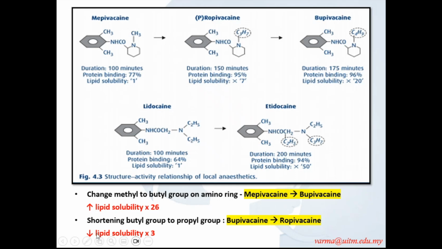And then next, we look at shortening of the butyl group to the propyl group. This is bupivacaine to ropivacaine. So this is the butyl group. If shortened to propyl group, the lipid solubility reduces threefold, from 20 to 7. So this is an example of how a change in the individual side chain of the LA affects their protein binding, duration of action, potency, and onset of action as well. So this is the structure-activity relationship overall.